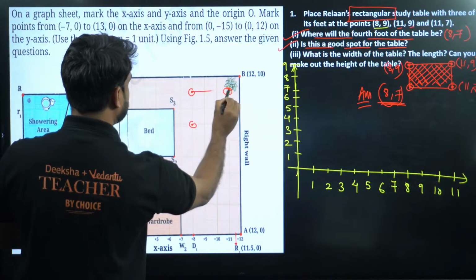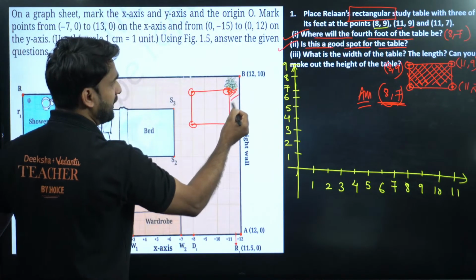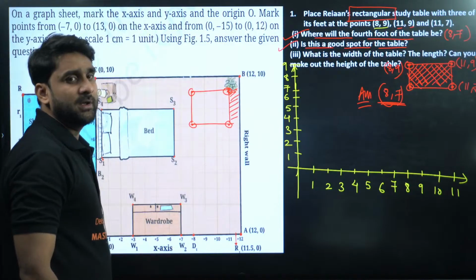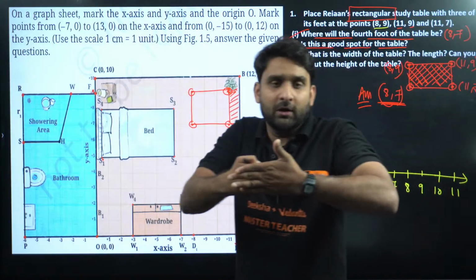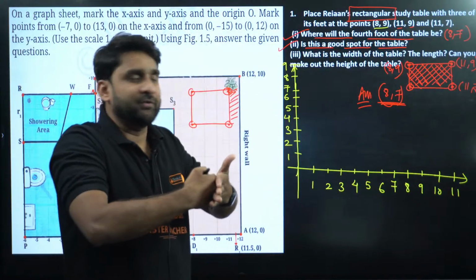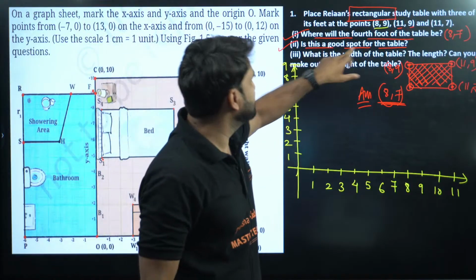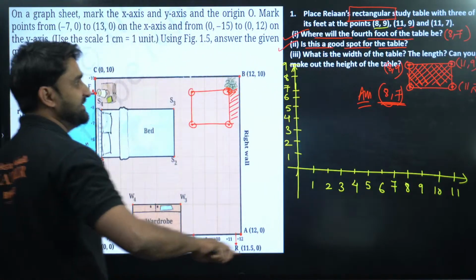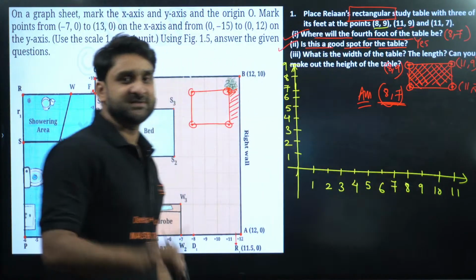So the study table is here, which is close to the wall. This is the wall. And we always keep the study table close to the wall. That is comfortable to study everything. There will be no disturbance and all. So is this a good spot for the table? The answer is yes. This is the good spot of the table.